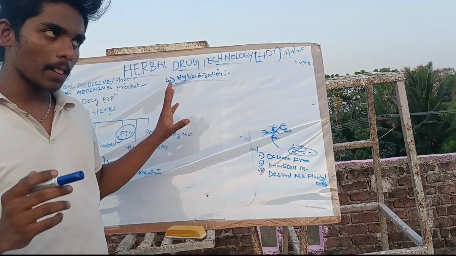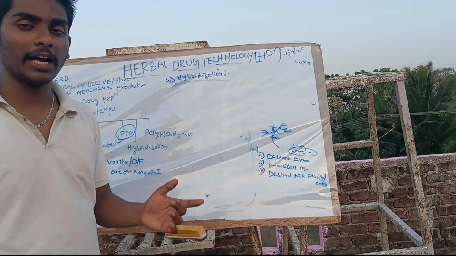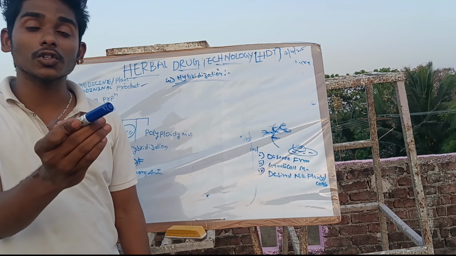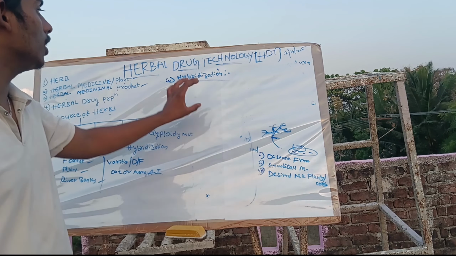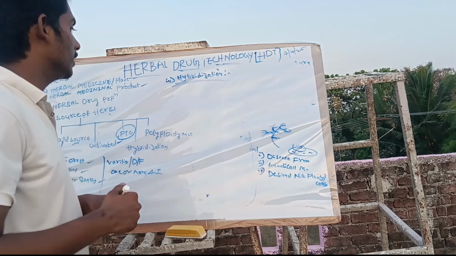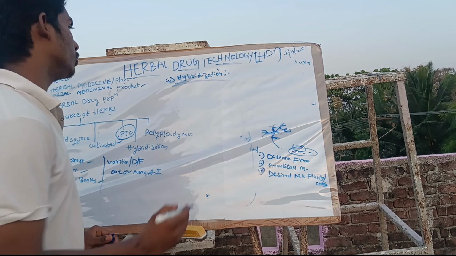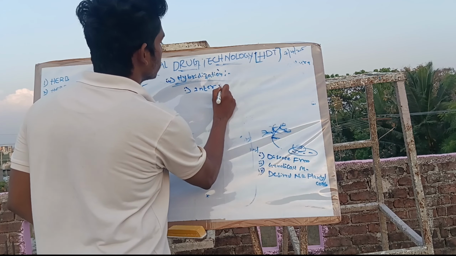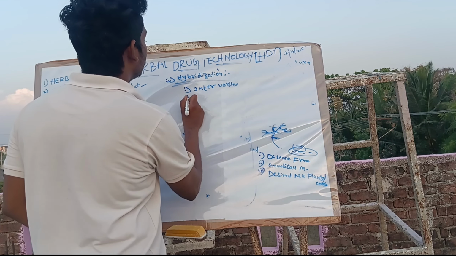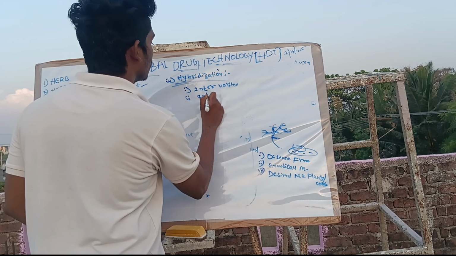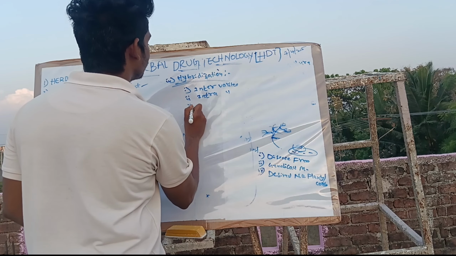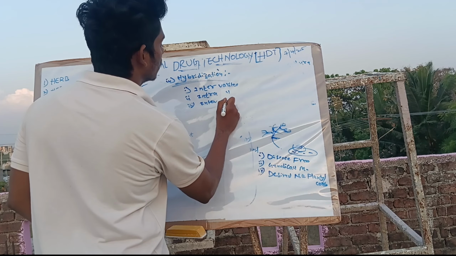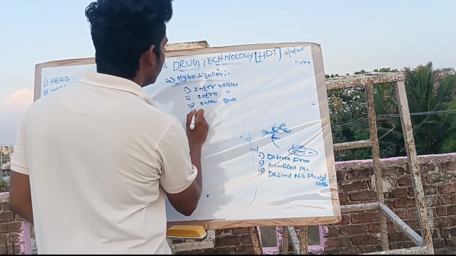So hybridization, once again I am telling, is defined as producing a new variety of plant by crossing two or more plants. Okay, got it? This hybridization is subdivided into four types: intervarietal, intravarietal, intergeneric, and interspecific.